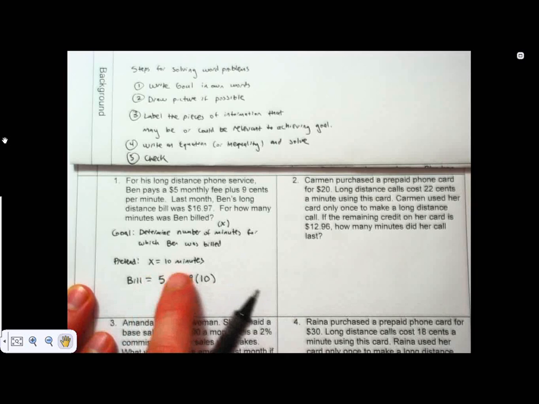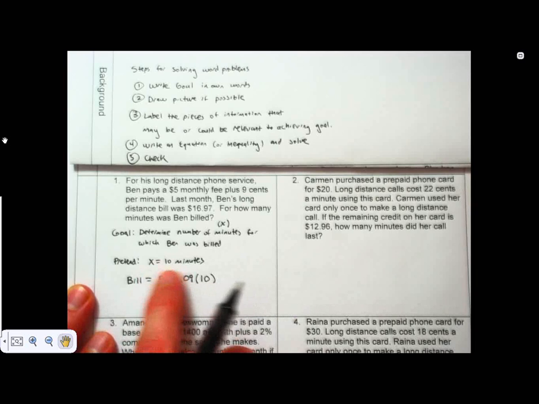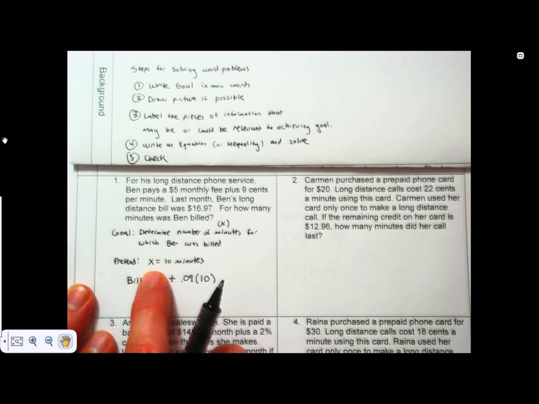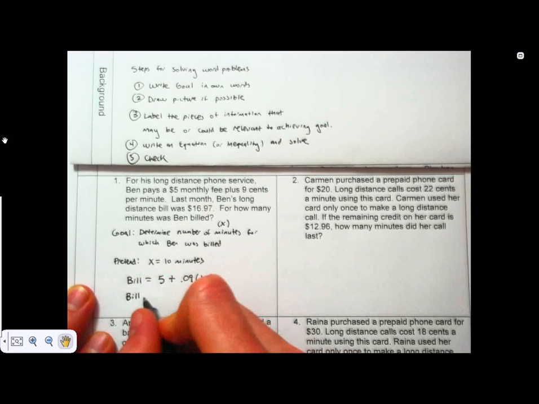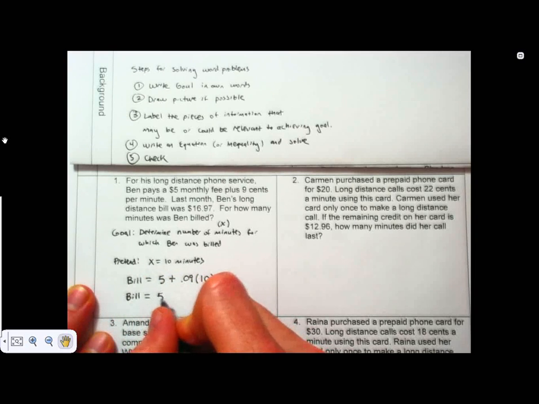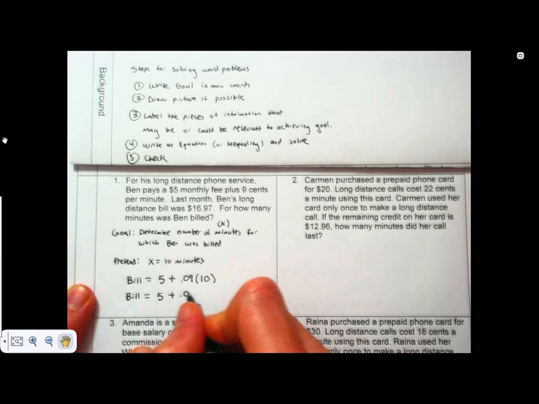Well, what if, instead of putting 10 in, we left it as just x? Because again, we don't know how many minutes Ben was actually billed for. Well, then I can actually see how this is going to go. So the bill is going to equal 5 plus 0.09 times the number of minutes for which he was billed. And just seeing sometimes a situation with actual numbers, I think, makes it easier to then work with the variables.